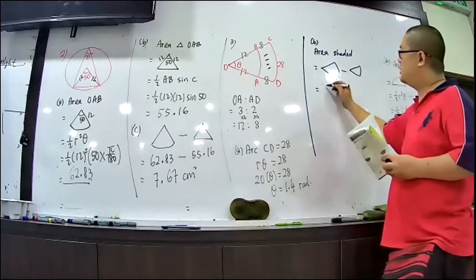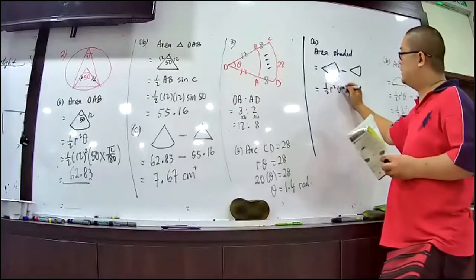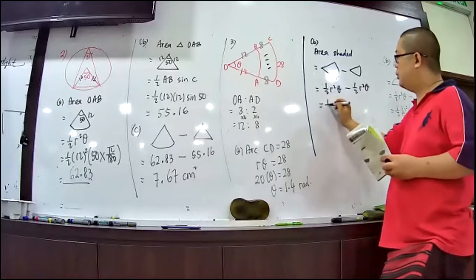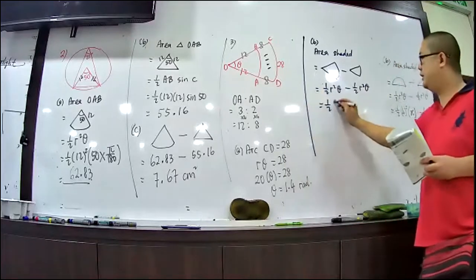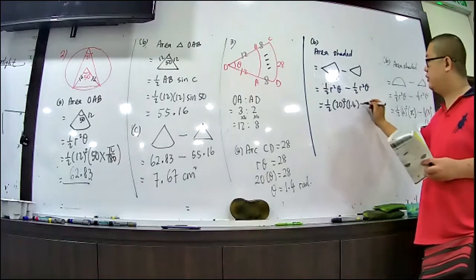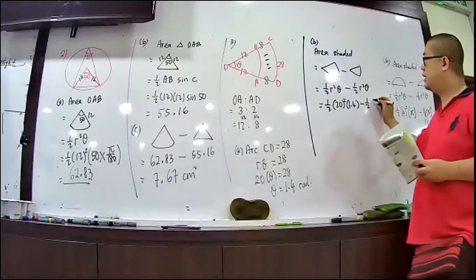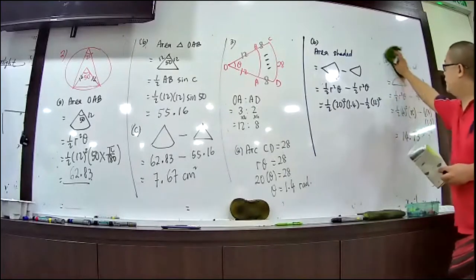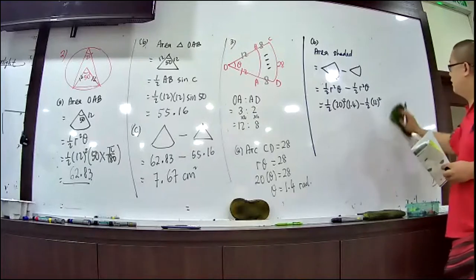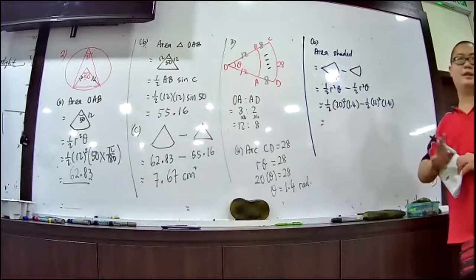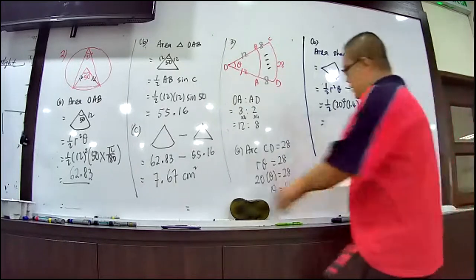So this one formula is 1/2 r squared theta, and this one also 1/2 r squared theta. So 1/2, your r is 20, theta is 1.4. Then 1/2, your r is 12, and theta is 1.4.